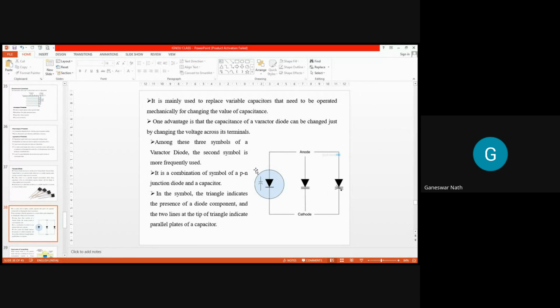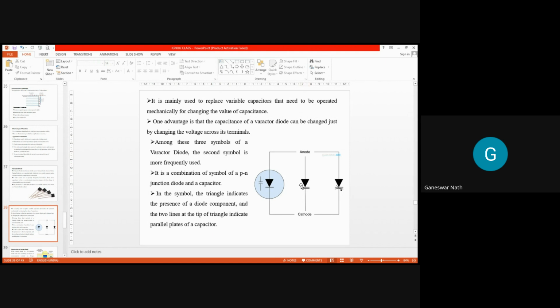This symbol is mainly used to replace the variable capacitors that need to be operated mechanically for changing the value of the capacitance. One advantage of the varactor diode is that its capacitance can be changed just by changing the voltage across the terminals. If we change the voltage across the terminals, then its capacitance also goes on changing. Among these three symbols, the second is the most frequently used.